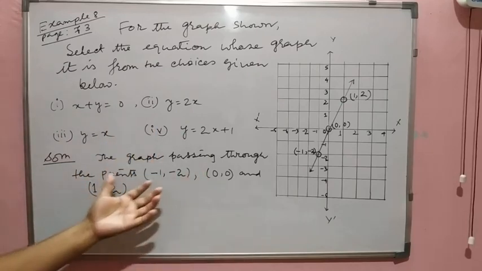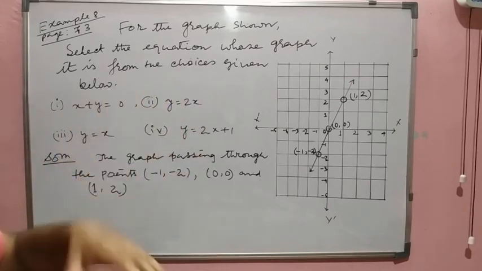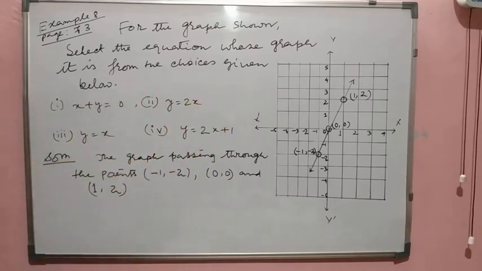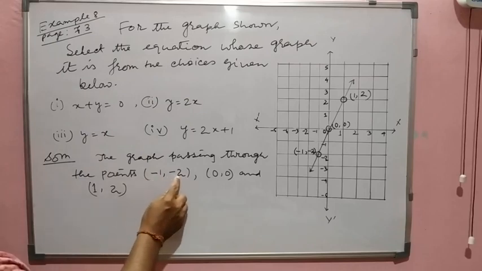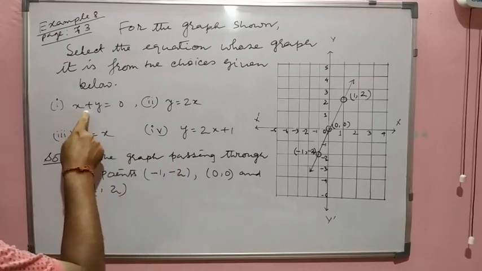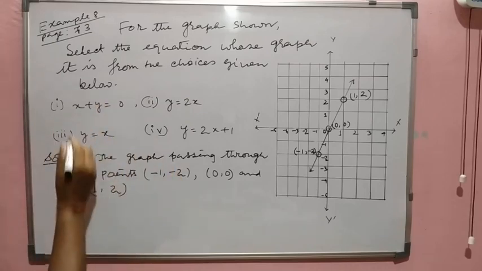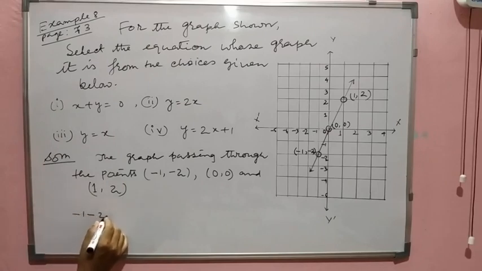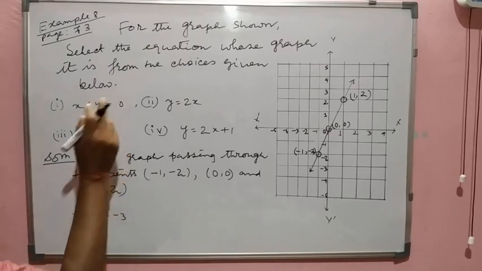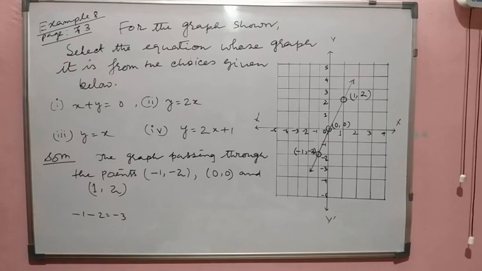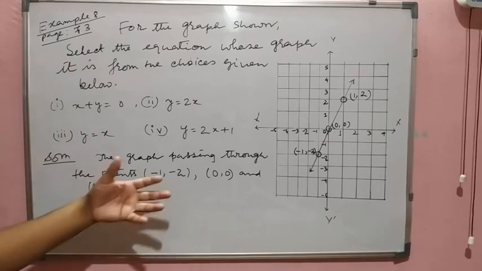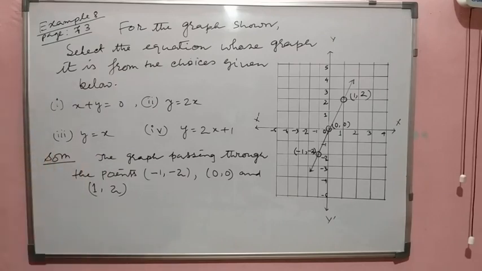So that means these points will satisfy which equation out of these 4 equations. Now we can do the rough work and calculate, or we can see it mentally also. Minus 1, minus 2. If we put here minus 1, minus 2, so it will be minus 1, minus 2 equal to minus 3. It is not satisfying, so we can leave this one, because all these points should satisfy that particular equation.